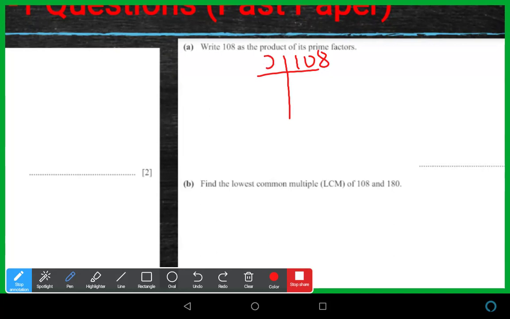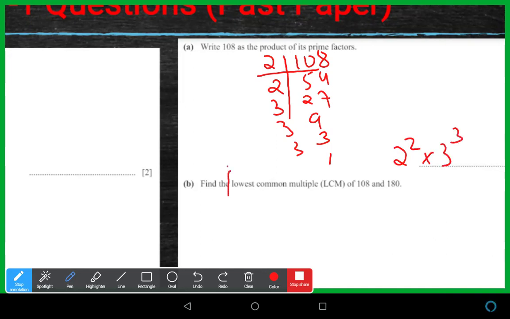Now, 2 5s are 10, 2 4s are 8... So we have got 2 raised to the power 2 multiplied by 3 raised to the power 3. Okay. Now in this question, we have to find the lowest common multiple. We can find it by writing the multiples of 108 and 180, but that's a very long process. So for this, we can use prime factorization to solve it easily. I will show you how.